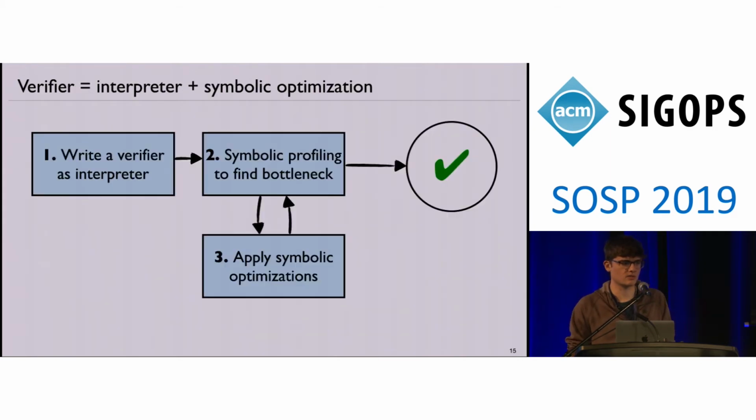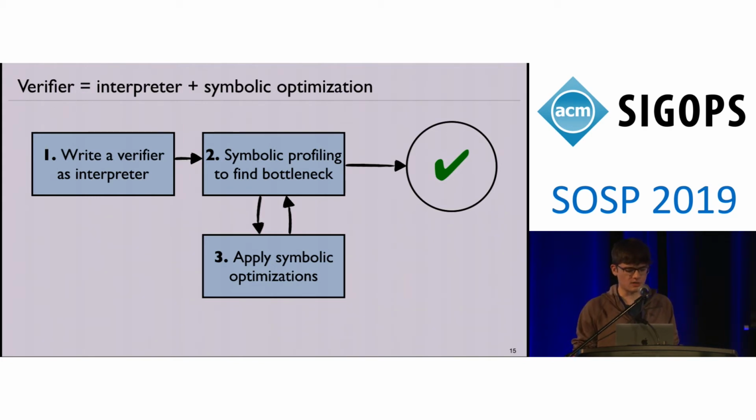Verifiers in Serval are built in a three-step process. First, you write a verifier for a language as an interpreter for that language written in Rosette. Then, you apply that verifier to your task and use a process called symbolic profiling to find verification performance bottlenecks that arise during verification. Once you've found the bottlenecks, you can apply what's called a symbolic optimization to fix the bottleneck and speed up the verification. The developer will repeat this process until verification succeeds in a timely manner.